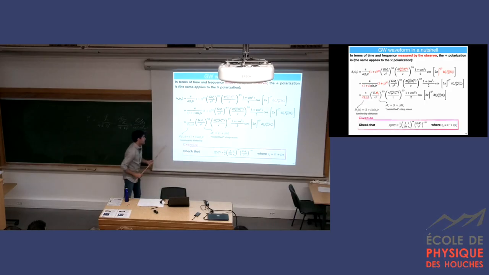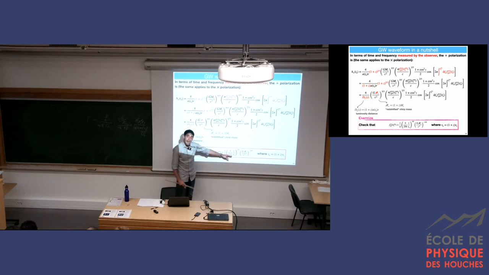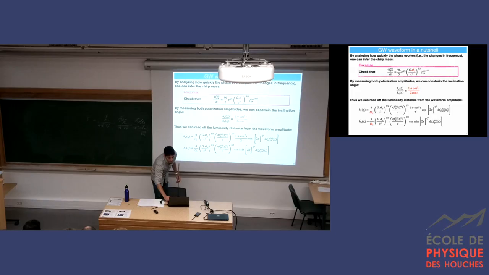Okay, another small exercise. You can check explicitly that the expression you obtain here is equal to the same expression that you have for the frequency in the source frame, except that you have to replace now tau s with tau 0, which is defined like that, and also now you have the redshifted chirp mass here. But basically, it's the same expression that I showed you in my previous slides.